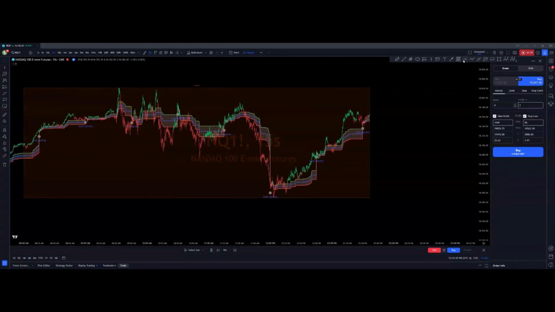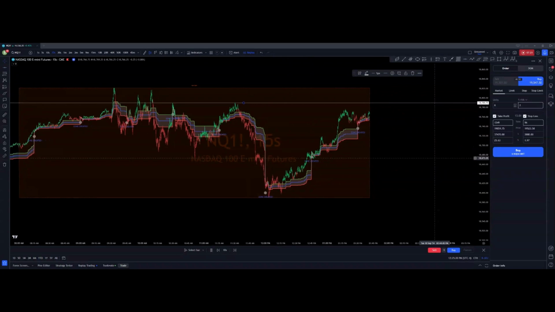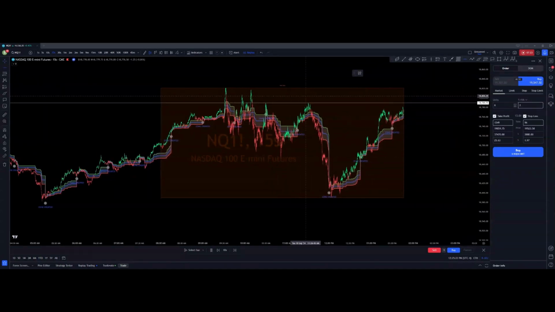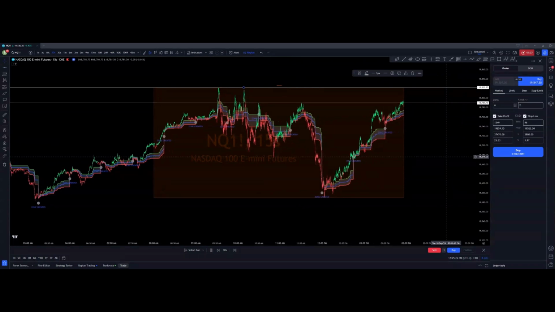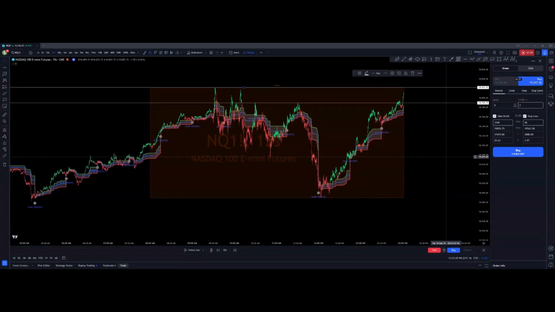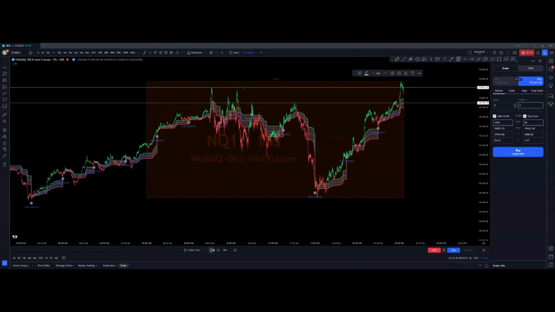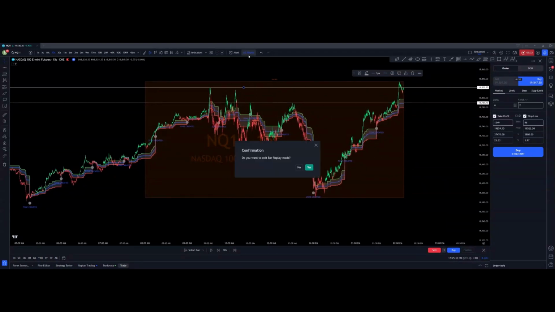Did we hit it? Let's put a line here. Now let's put a line here too. Let's see what happens. Okay, that's hit. And that would have hit too. So there you go. That's the indicator working for you.